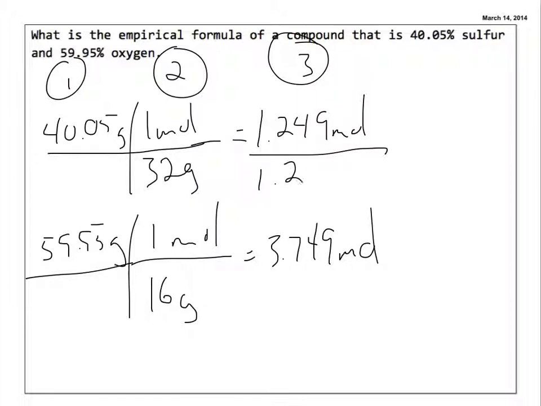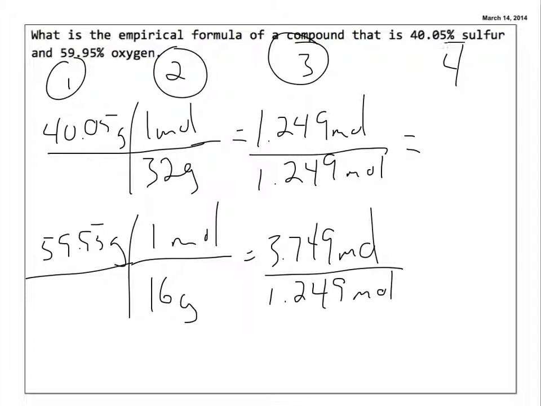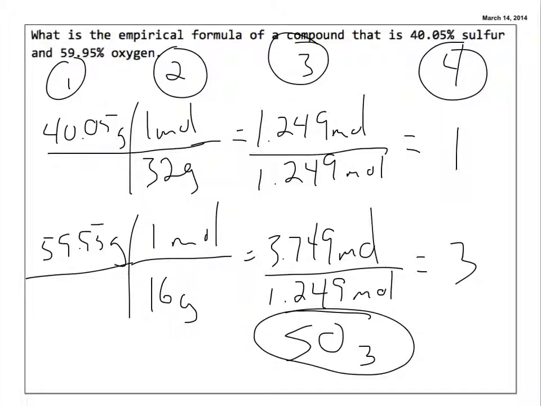So step 3 is to take each of the numbers that you got from step 2 and divide them by the smaller number, which in this case is the 1.249, and we're going to divide all the numbers on the list by the smallest number. So 1.249 divided by itself, and then 3.749 divided by 1.249. When you do that, you should get hopefully whole numbers. We get 1 for sulfur and 3 for the oxygen, which means that there's 1 sulfur for every 3 oxygens, which means that the empirical formula is SO3. Okay, we use these two numbers, put them into the formula SO3.